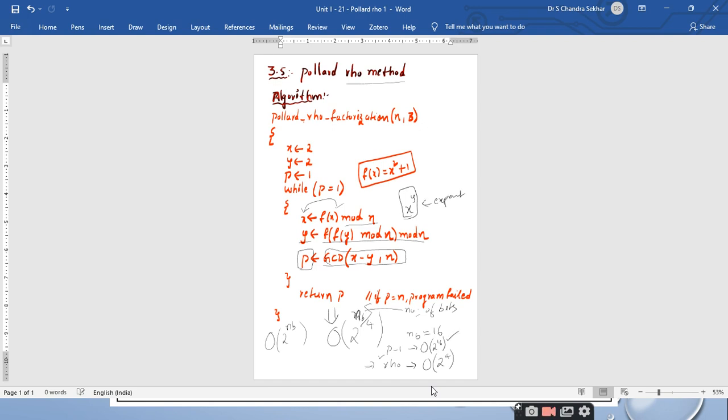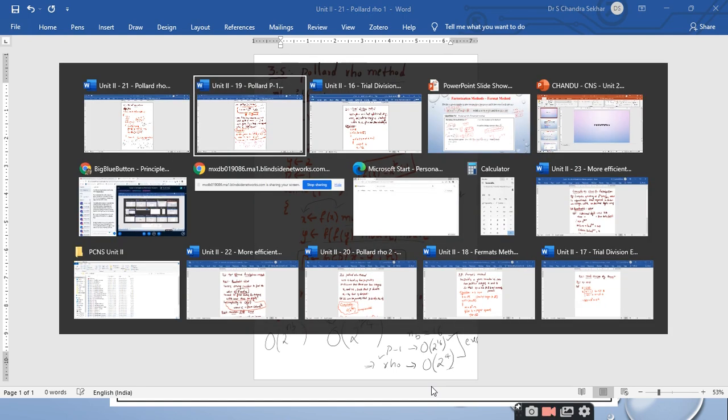Here 2 power 16 is something like x power y. 2 power 4 is something like x power y only, right? So the bit complexities are expressed in terms of exponential. This is also exponential. Clear? We will try to end this topic with a simple example.